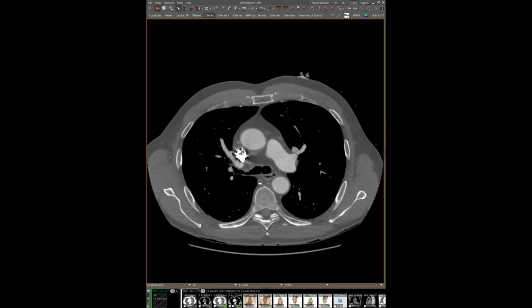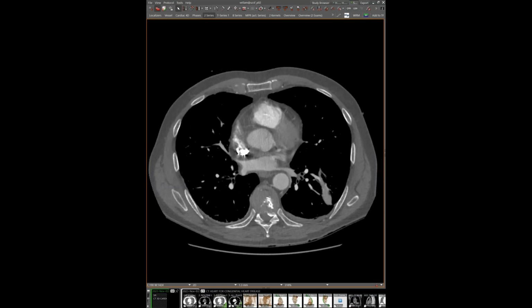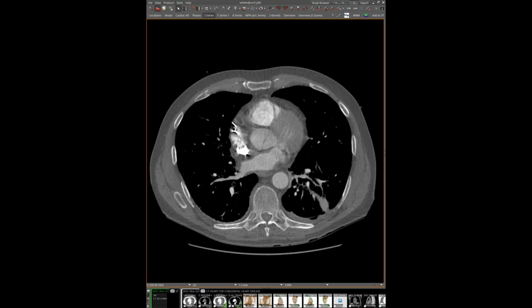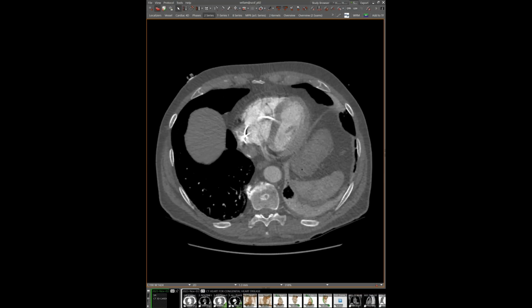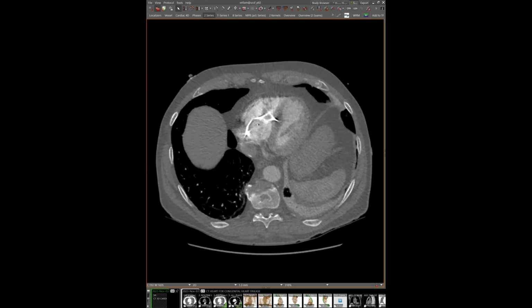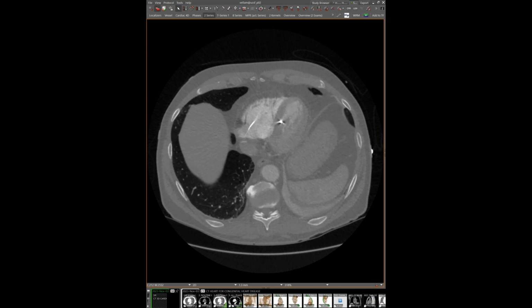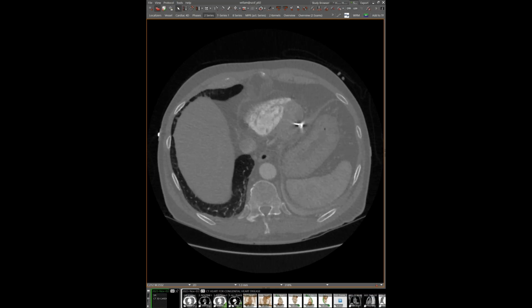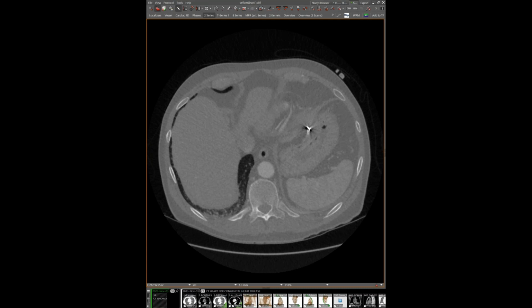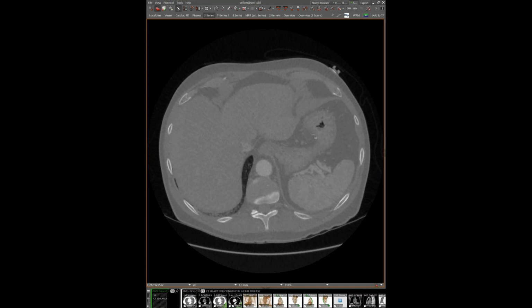We can see those dense leads coming down through the SVC. Here's our atrial lead, which is going up into the right atrial appendage. That looks appropriately placed. And then here's our ventricular lead, which extends across the middle of the ventricle, goes through the septum, outside of the heart, across the diaphragm, and is touching the stomach.